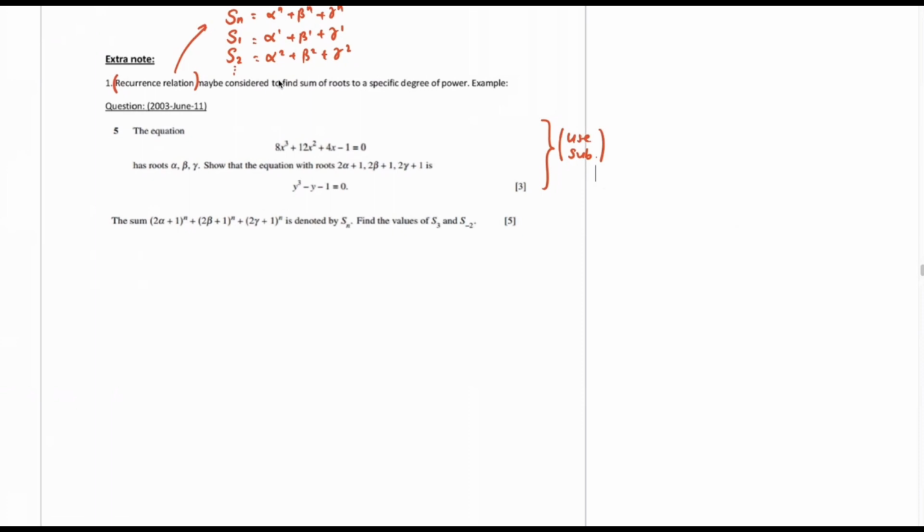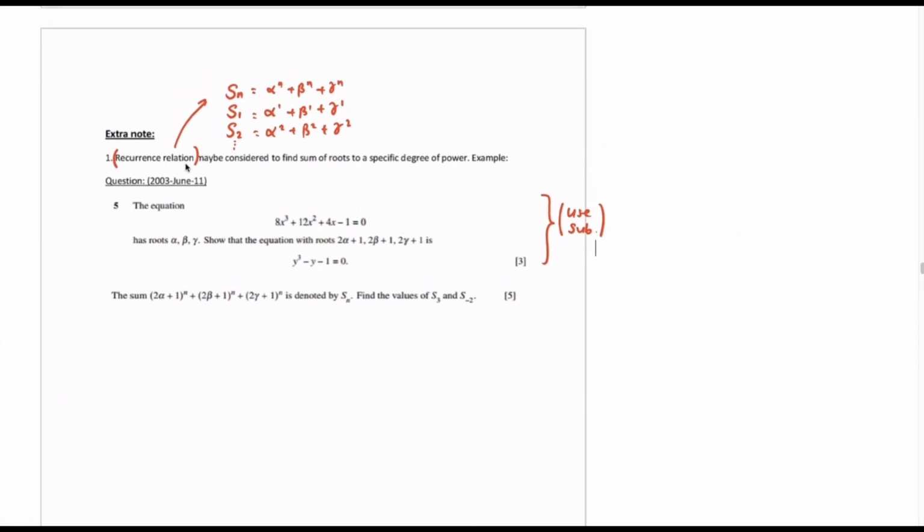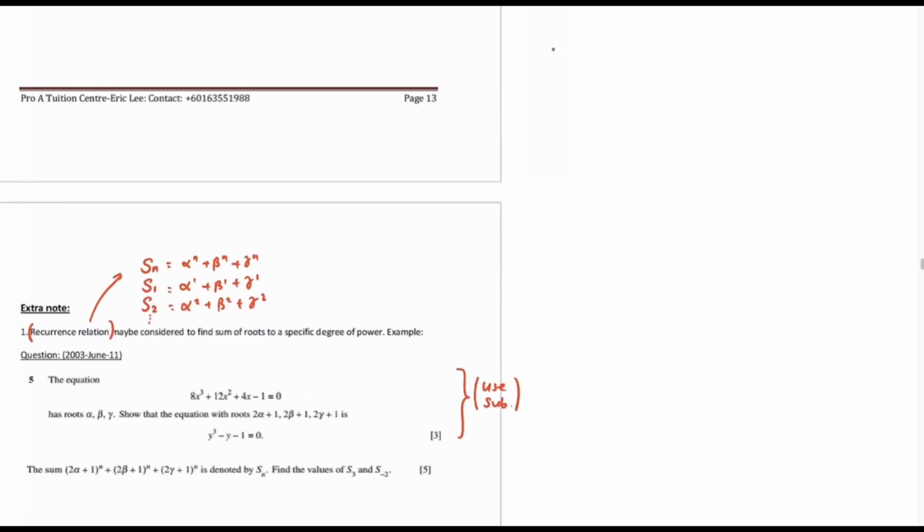Our concern now is about the recurrence relation that we are talking about. Let's see some examples, starting from the easier one, the quadratic. If we have a quadratic, in general ax squared plus bx plus c equal to 0, and the roots are alpha, beta, then S1 is alpha plus beta, S2 is alpha squared plus beta squared, and S3 is alpha cubed plus beta cubed. That is what we call recurrence relation.